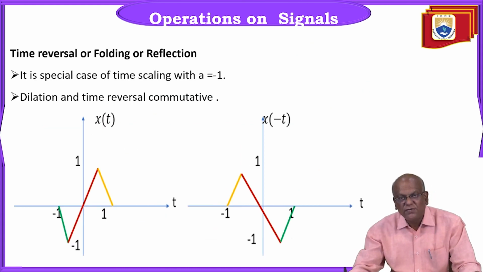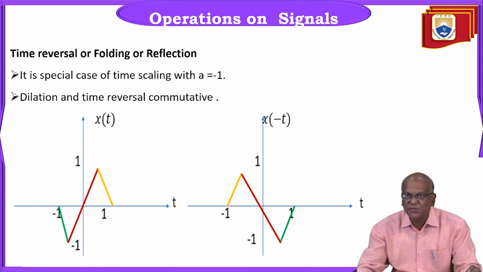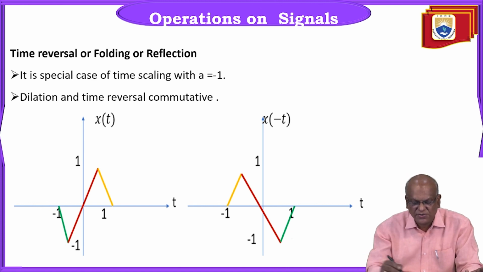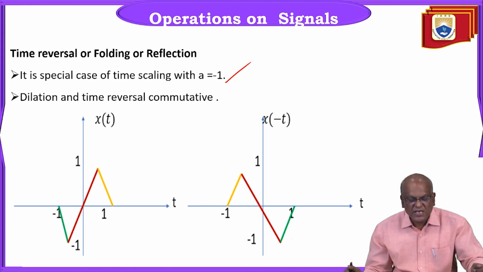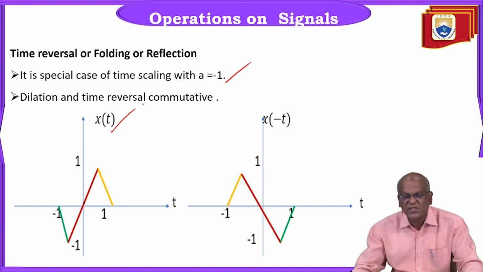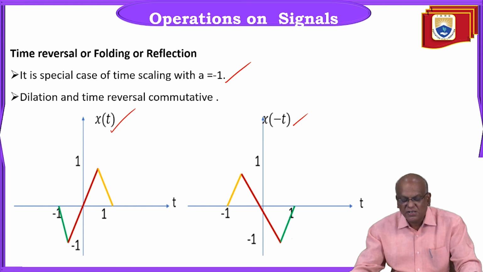Next, time reversal, folding and reflection operations. It is a special case of the time scaling operation, in which, whereas in time scaling the value a is always positive, and a lies either greater than 1 or between 0 and 1. But in this case, a is equal to minus 1. That is called a special case of scaling operations. Next, dilation and time reversal are commutative operations. In the case of the time scaling operation, x of t is the original signal. X of minus t is a time reversal of x of t, or folding of x of t, or mirror image of x of t.